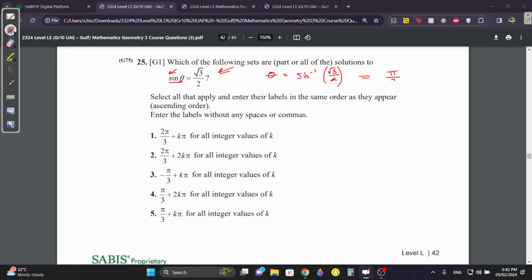Your calculator should give you pi over 3. Make sure it's on radians. If it's still on radians and it gives you a decimal answer, then your calculator is tweaking. I'm sorry, get a different calculator for tomorrow. That's pretty much your only hope. Anyway, you'll get pi over 3.